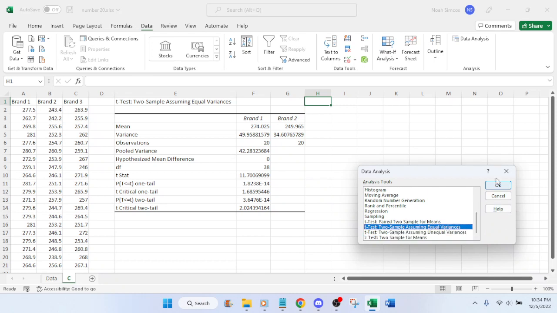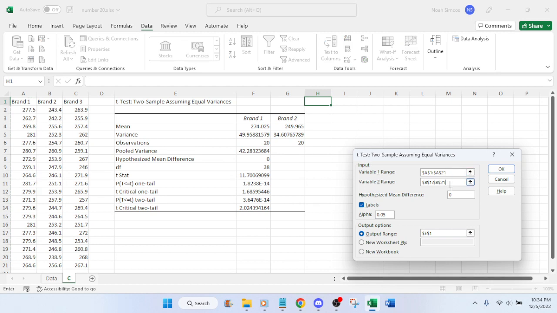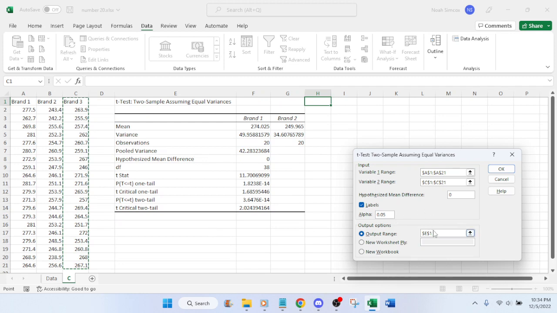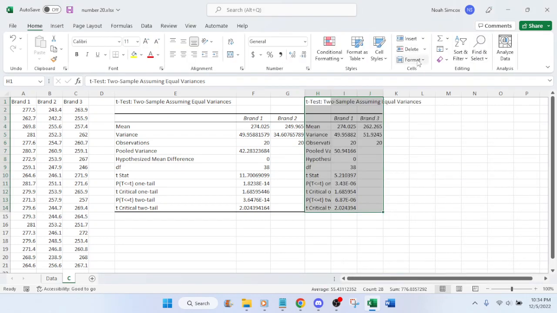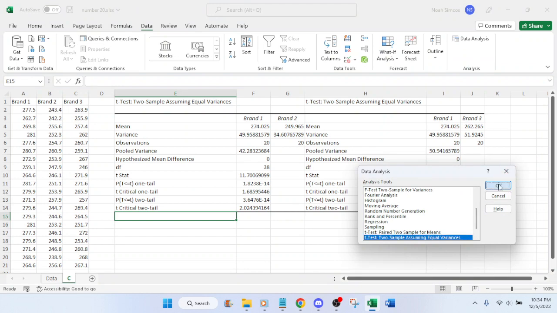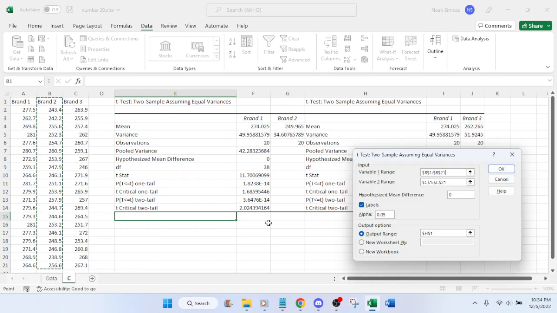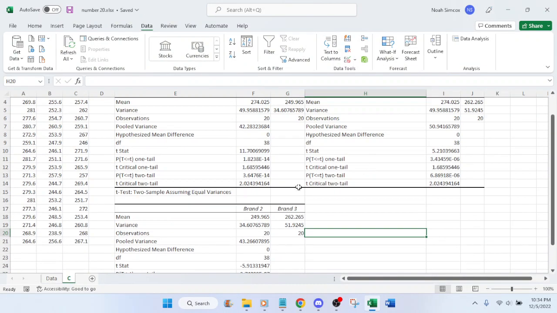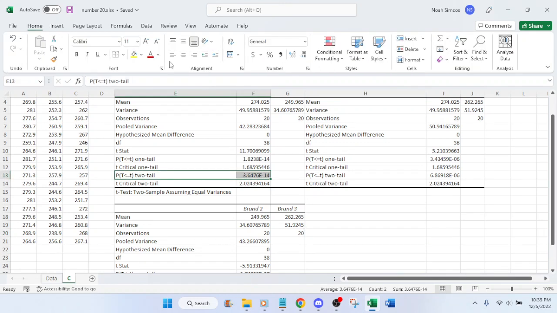So two samples assuming equal variances. This one's correct. This one we need to change to this. Everything is correct except this one needs to go here. And then finally we want to do the same type of test for the brands. Output range is here. Brand 1 and 2, brand 1 and 3, and brand 2 and 3. So we have two tail. We will highlight these. The two tail is what we want.